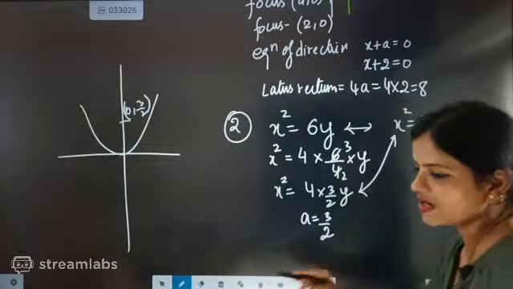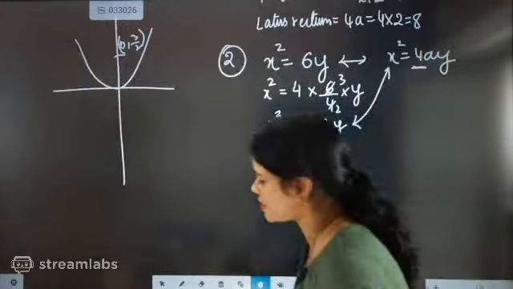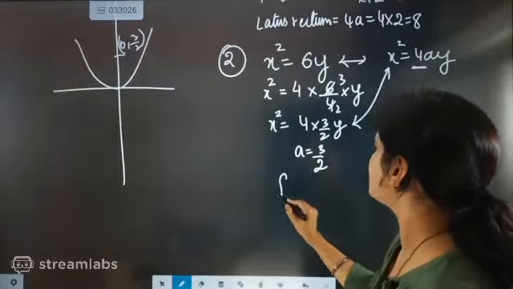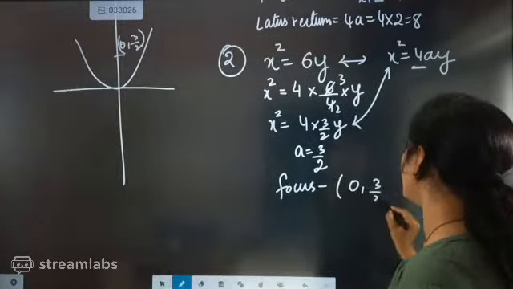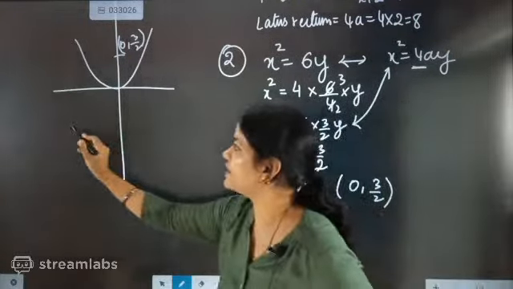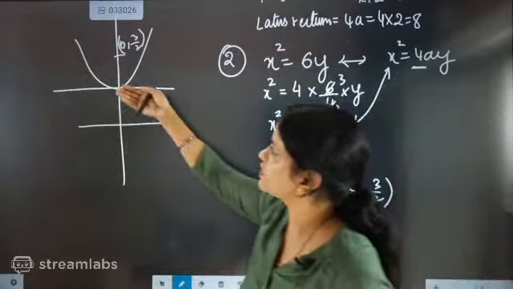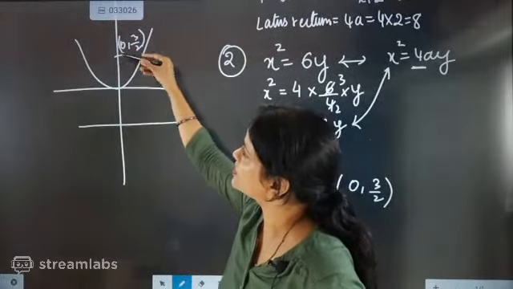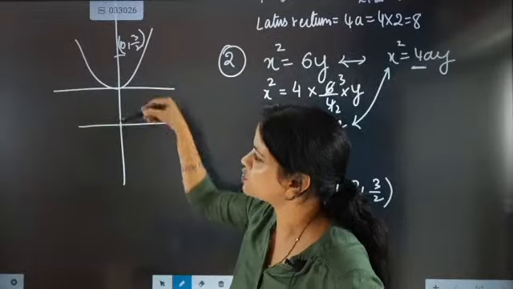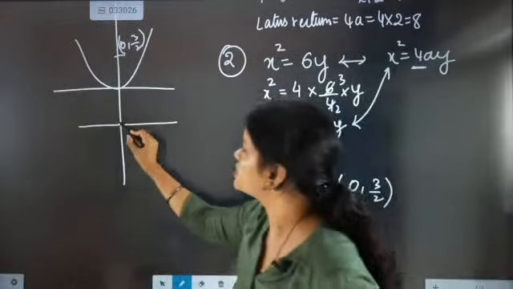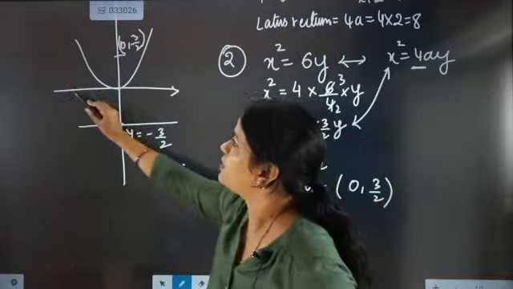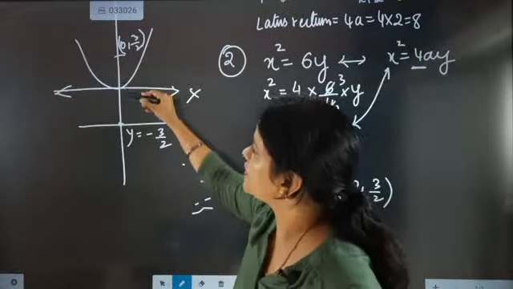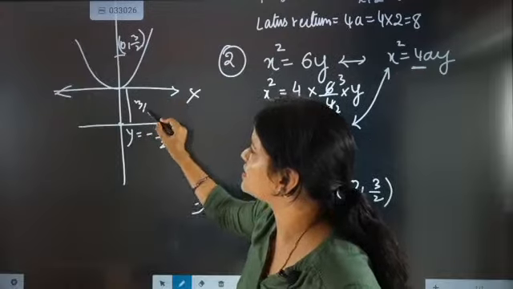So now we will start writing the focus point. Focus point is coming as 0 comma 3 by 2. But beta, after that you have to write the directrix one. So directrix is just opposite. If this distance is 3 by 2, this one will also become 3 by 2. Here the equation will be y equal to minus 3 by 2, because it is below the x axis. So this is equidistant. So y will be exactly, this length is 3 by 2.